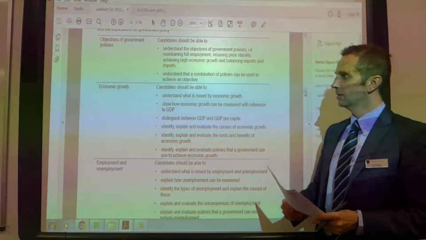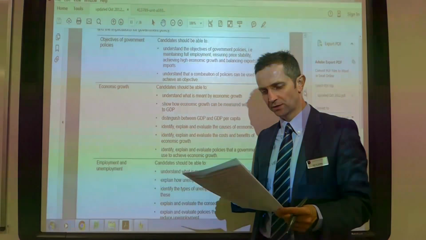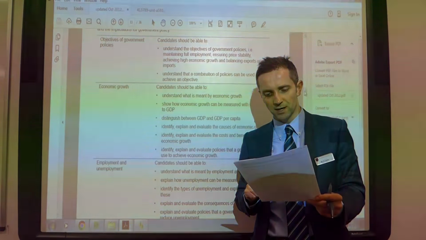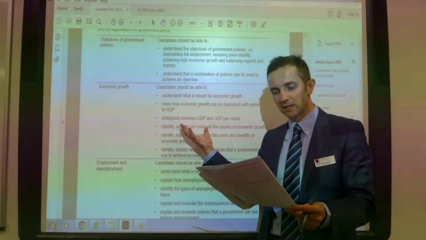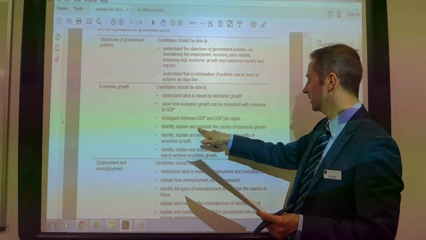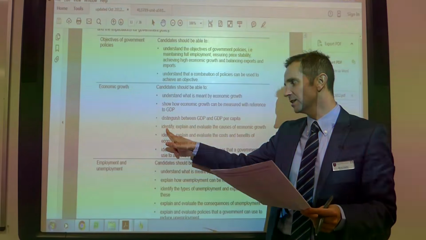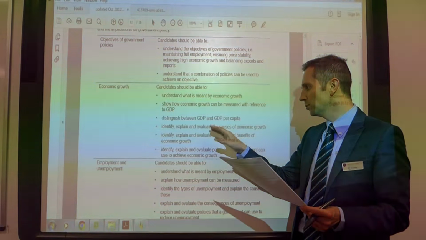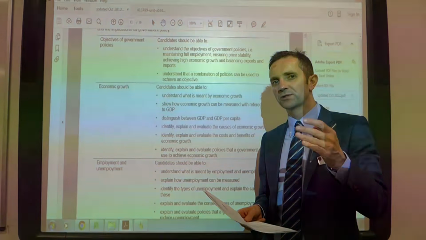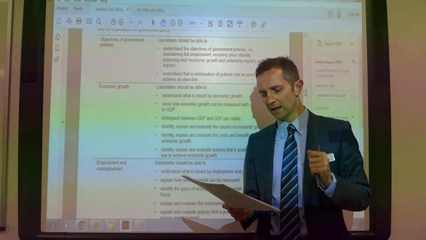Economic growth. Now, as I've said, economic growth has been covered a lot lately. So in one of the papers, it talked about defining a recession, so 2 consecutive quarters of negative growth. Show how economic growth can be measured with reference to GDP. Distinguishing between GDP and GDP per capita, that was on last year. Identify and explain the causes of economic growth. So identify has been done, explain has been done, but not the evaluate the causes of economic growth. So maybe that's something to consider, the pros and cons of various methods to achieve economic growth.